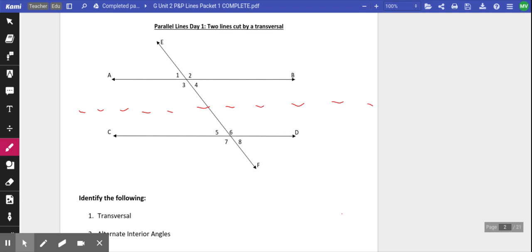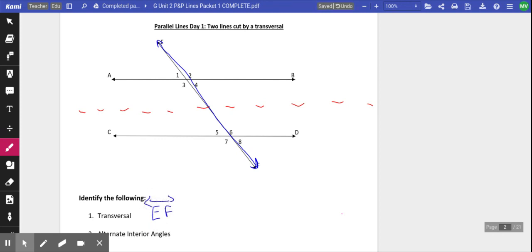Everyone, today we are starting chapter 2. So this is day 1 of unit 2, and we're talking about parallel lines and two lines cut by a transversal. So in my diagram, I have lines A B and C D, and then we have this line EF, which is a line that passes through those two lines. So since EF passes through those two lines, EF is considered a transversal.